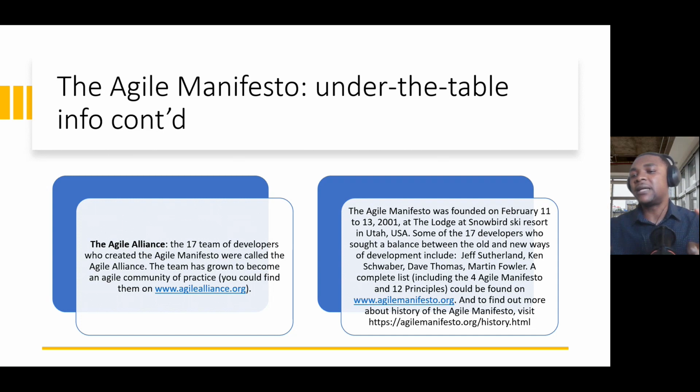Okay, so there is something I used to call the under the table information about the Agile Manifesto. Why do I call it under the table? Because I have taken time to research. I have taken time to listen, attend seminars, and I realized that there are things that people don't really know about Agile. Whether you want to become an Agile coach, whether you want to become a Scrum Master, it is necessary that you have to really, really go to the root.